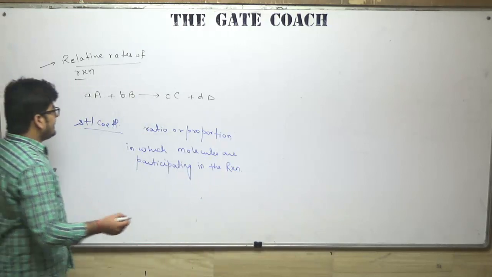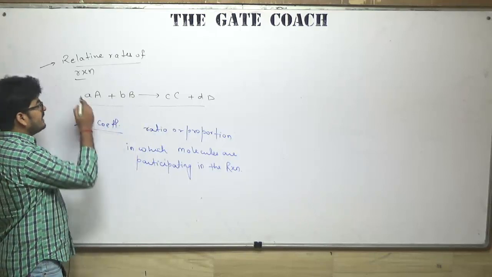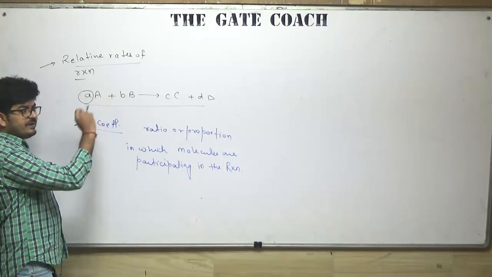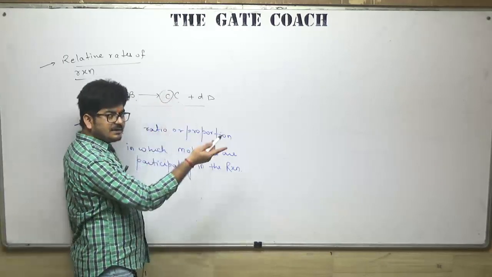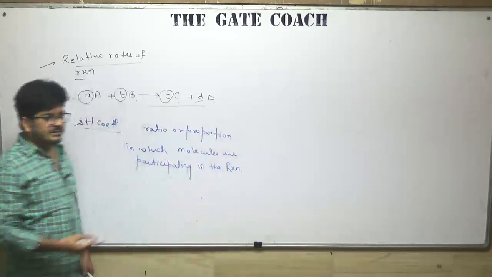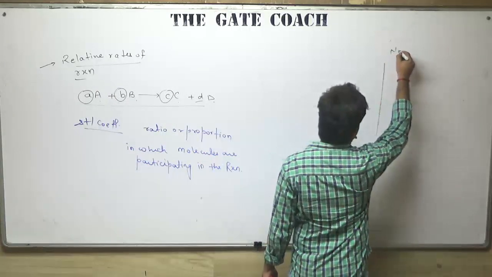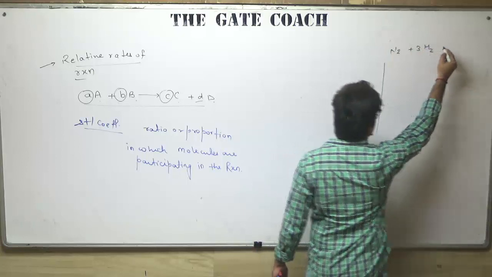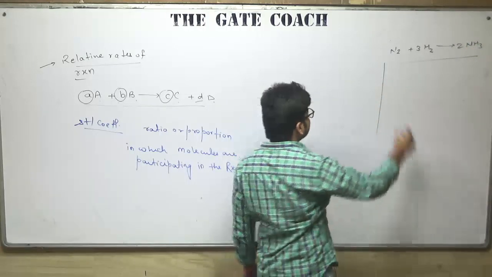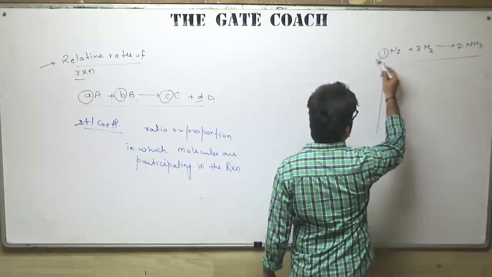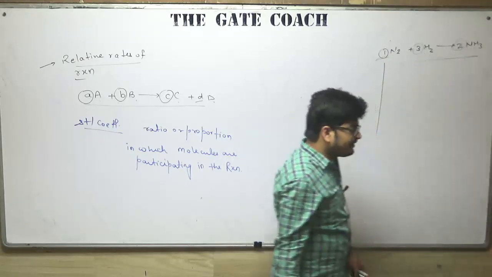Okay. Like if I want to read this chemical reaction, I will say A molar unit of A will react with B molar unit of B to give C molar unit of C and D molar unit of D. For example, suppose I have ammonia synthesis. We will talk about this reaction n number of times. So I will say 1 molar unit of nitrogen is reacting with 3 molar unit of hydrogen to give 2 molar unit of ammonia.